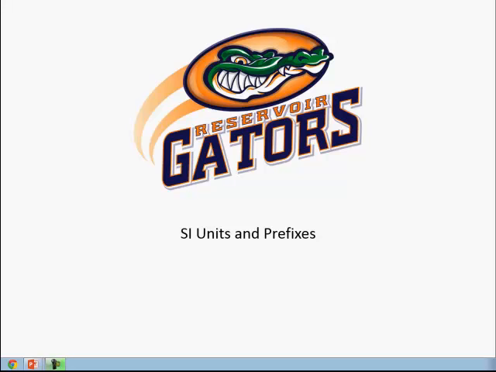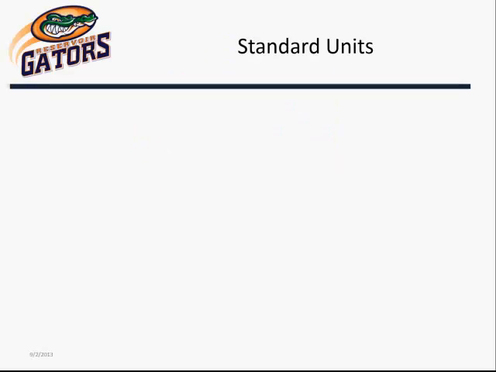This one is on SI units and prefixes. Let's get going. Okay, so the standard units in the SI system. SI is the international system, or Système International. Pardon my French, I know it's not very good.